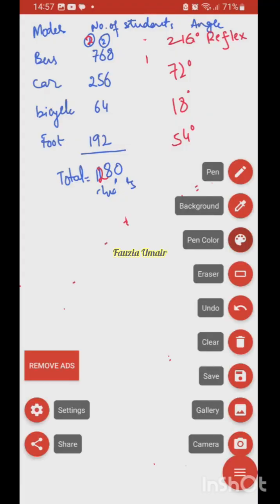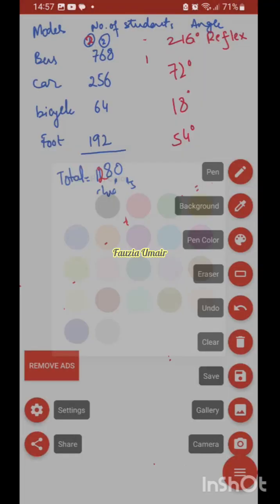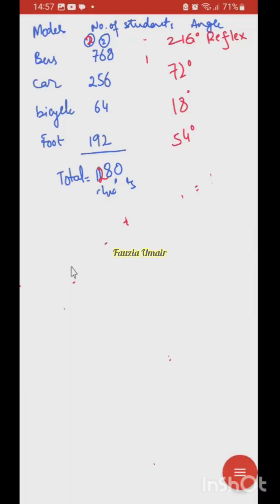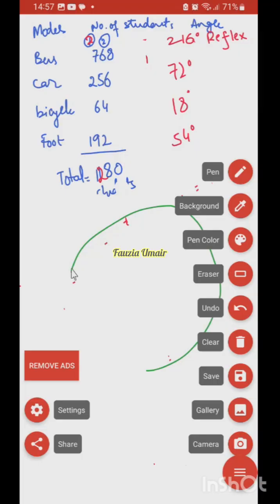Ma'am, first we have to make the circle. That's right, so draw a circle. I'm doing it roughly, but you need to draw it using a compass. Okay? So you need to do it as a home task today.